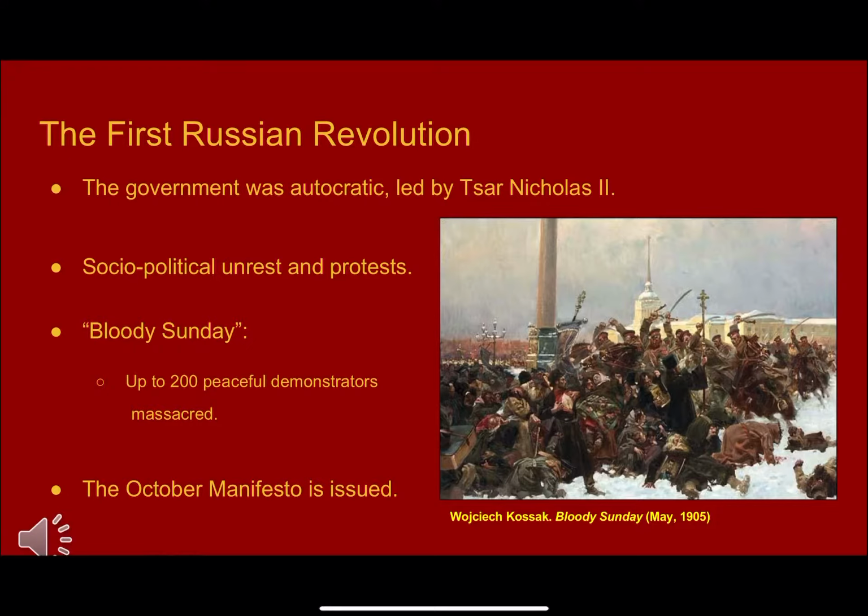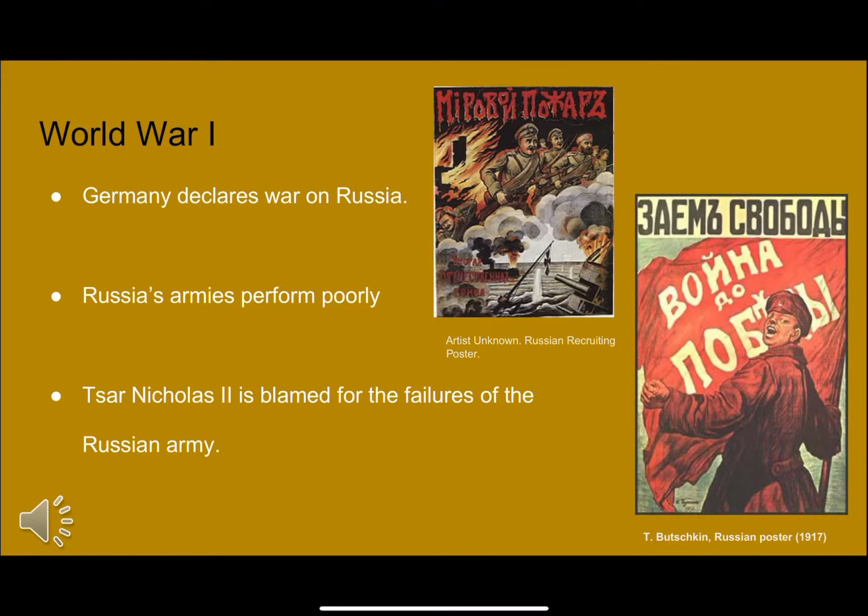This was a rather temporary solution, as there were still tensions that continuously escalated due to poor living and working conditions, as well as impracticable taxation of the peasantry. Following the assassination of Francis Ferdinand, Germany declared war on Russia, which led to growing Russian patriotism and a decline in support for socialist groups. However, Russia's armies did rather poorly, and the responsibility for this was placed on Tsar Nicholas II.